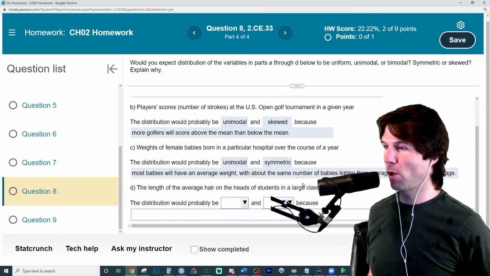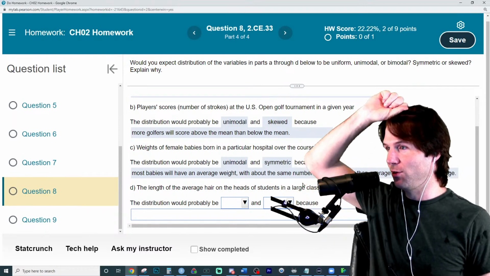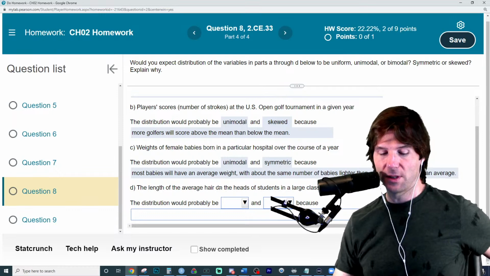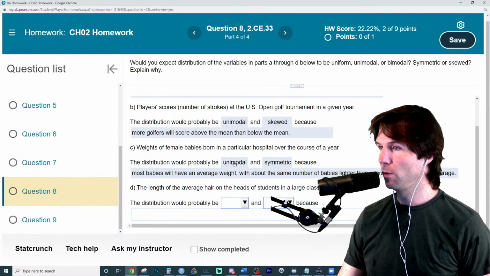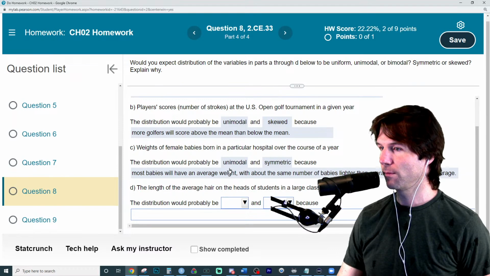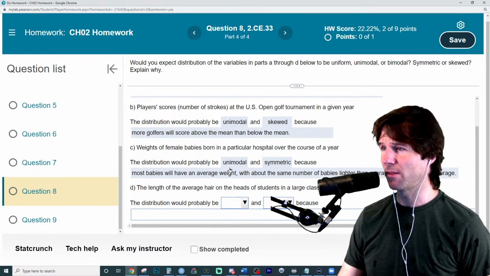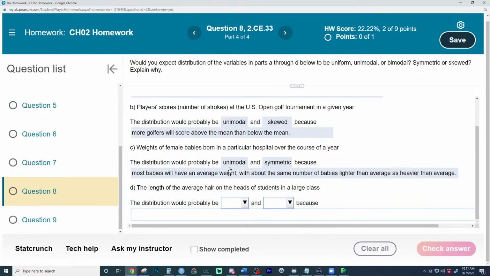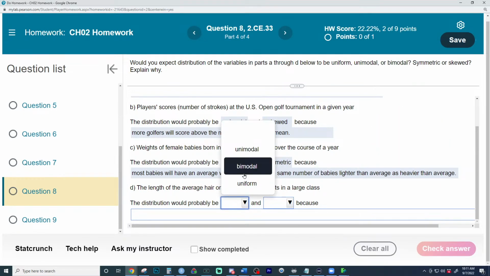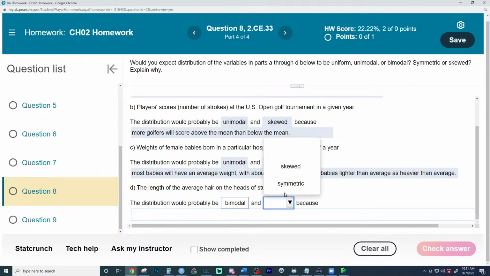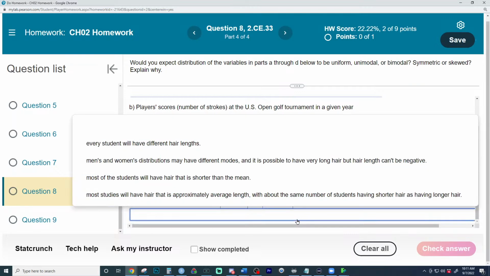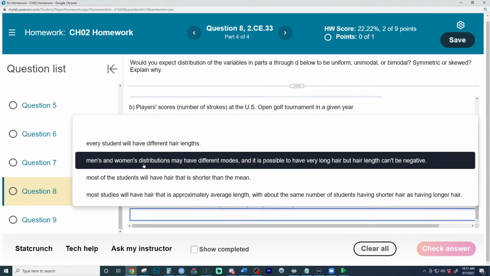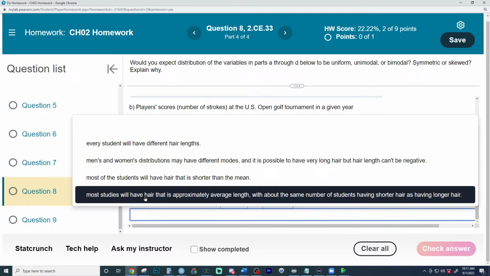So you walk in, and it's quantitative, but the distribution is probably going to be what? Unimodal, bimodal. This one's one of the most obvious ones, I'd say. Bimodal, because you have people with long hair and you have people with short hair. And it might be symmetric. That's the iffy one. Every student will have different length of hair. No. Men's and women's distributions have different modes. It's possible to have very long hair, but hair can't be negative. Correct. That's true.